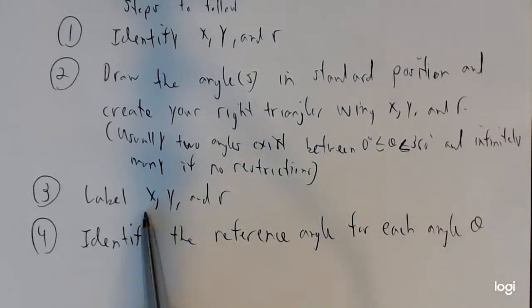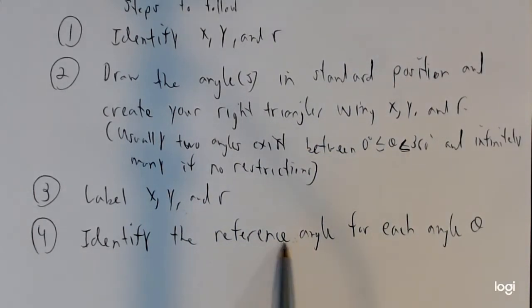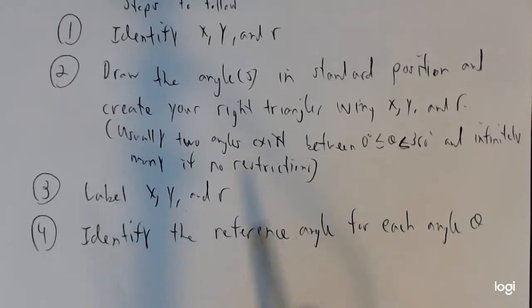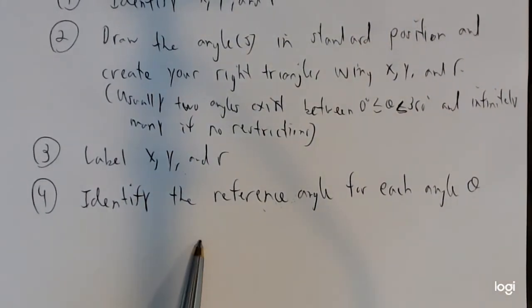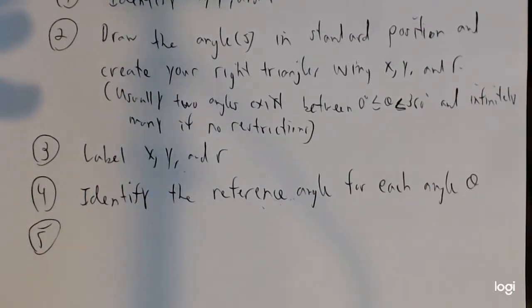But then once we see x, y, and r, hopefully you'll see, if I can't use a calculator, that your x, y, and r should match those of a 30, 60, 90 or a 45, 45, 90 triangle, which means your reference angle should be either 30 degrees, 60 degrees, or 45 degrees. And then once you identify your reference angle, then you can tell me what the original angle is in standard position.